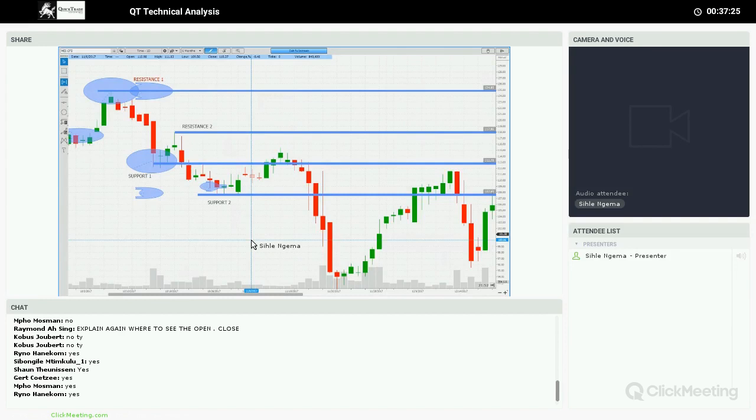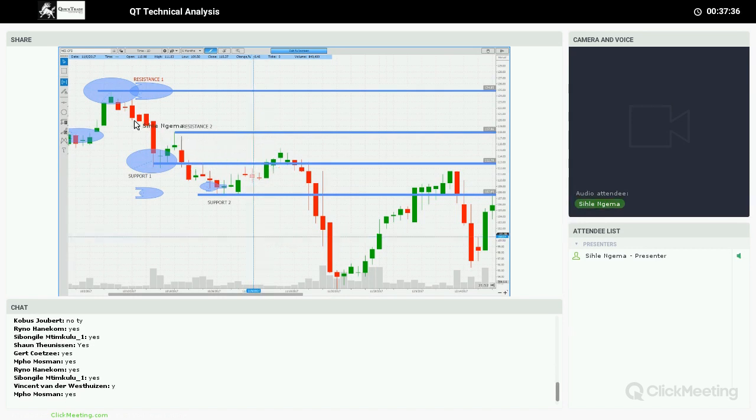You can all see it. Now, as you can see these different resistances and support, I can identify the trend of the share as a downward trend, on the basis of the fact that from resistance 1, the next resistance that the share hit was lower than the previous one. So my resistance 1 is higher than resistance 2. And by looking at my lowest areas, which are supports, my support 2 is lower than my support 1.